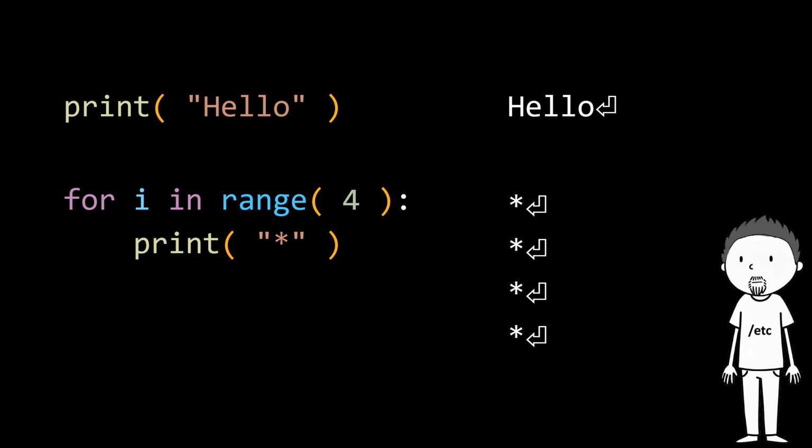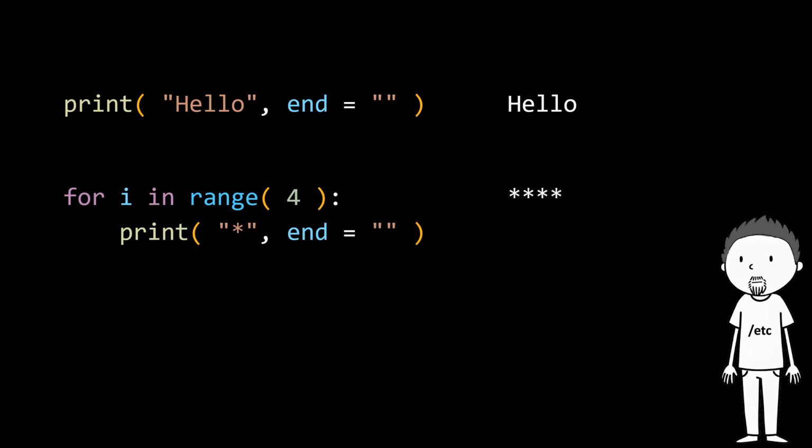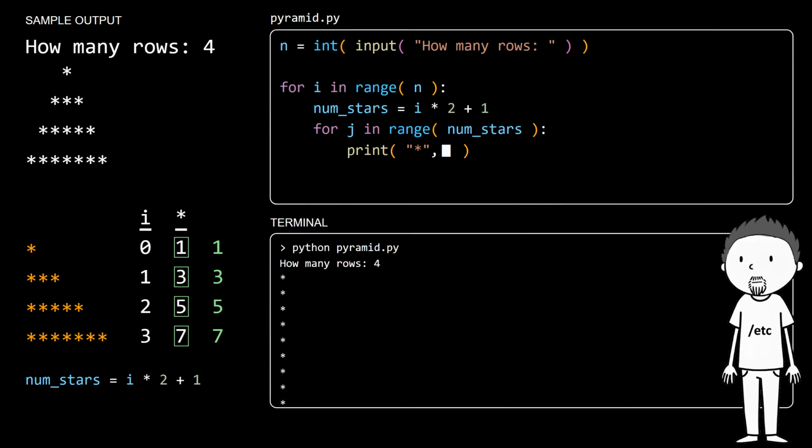There are a few ways out of this problem with the new line character, but in this case, looking up the documentation for the print function, we see there's an option to pass an end parameter to print. And if we specify end equals empty string, it means to print nothing at the end. No new line, no nothing. So let's put that in.